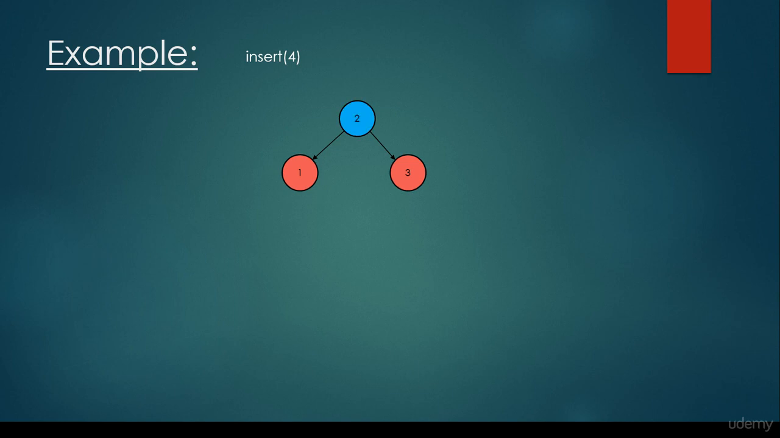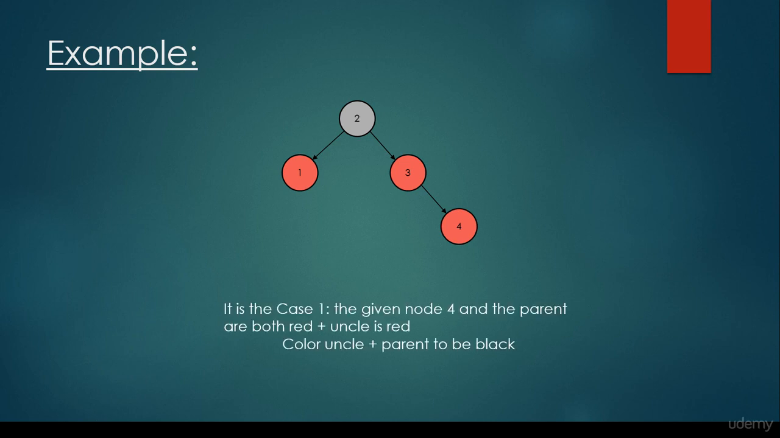Let's insert 4. 4 is greater than 2. 4 is greater than 3, so it's going to be the right child of 3. And it's going to have the red color by default, because this is how we insert items. And this is the typical case 1. The parent of the newly inserted node has the color red, and the uncle has the color red, because the uncle of 4 is going to be the node 1. The parent of 4 is going to be the node 3. So this is the typical case 1.